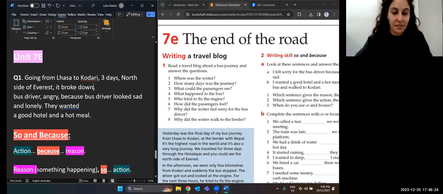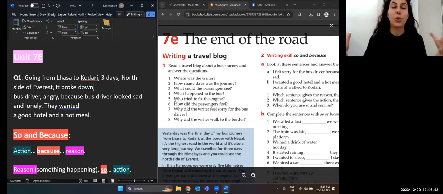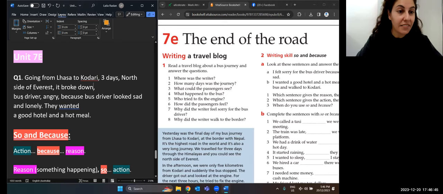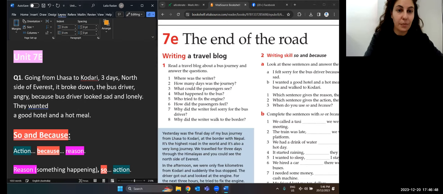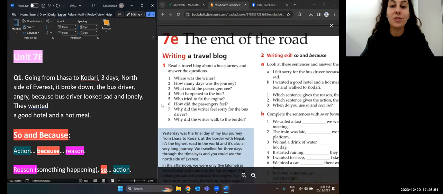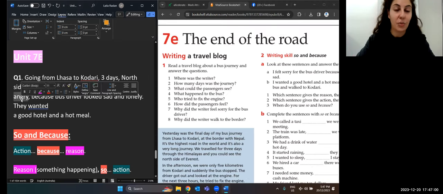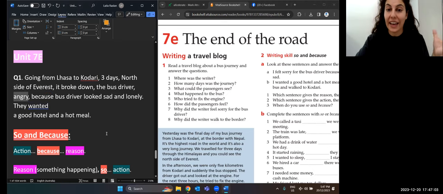So broke down, stopped. I don't want to just say stopped, because stop just means it could continue to move. So it broke down. It's probably the better action because broke down means there's a problem with the engine. Who tried to fix the engine? Now, who is a question about people. The bus driver? Yeah, the bus driver. How did the passengers feel? So we need to use some words that show feelings. They were angry. Yep. So we can say they, because it's plural. There were many people, so they were angry.